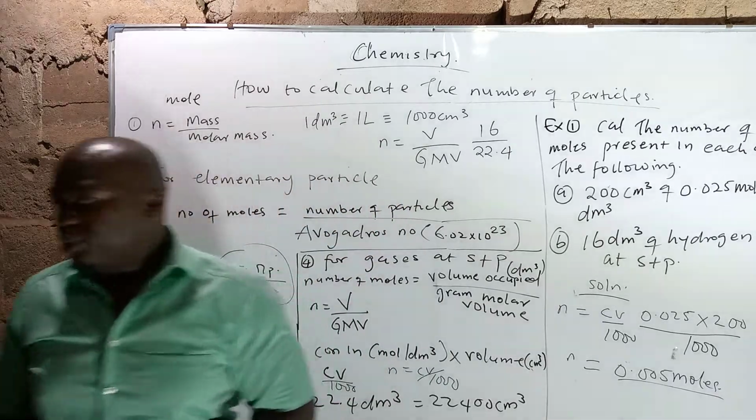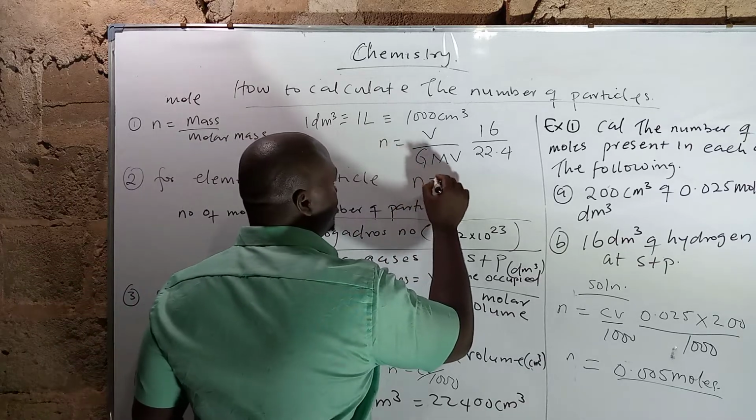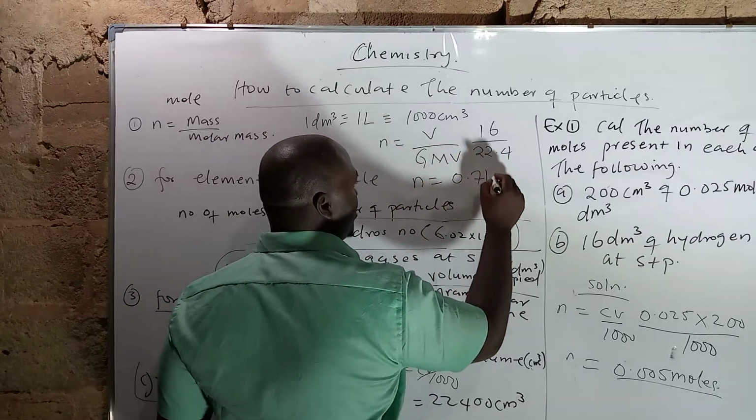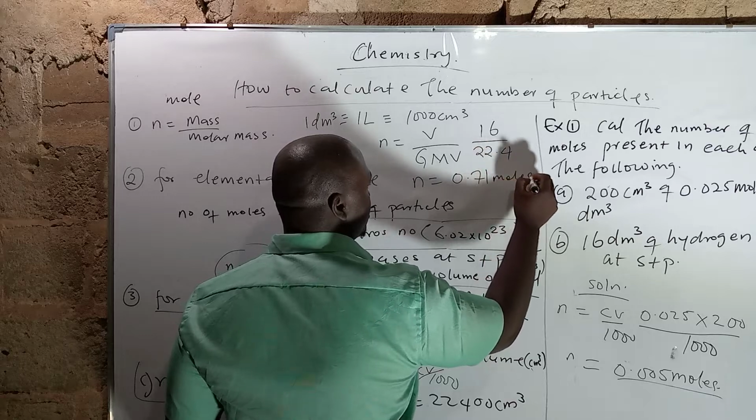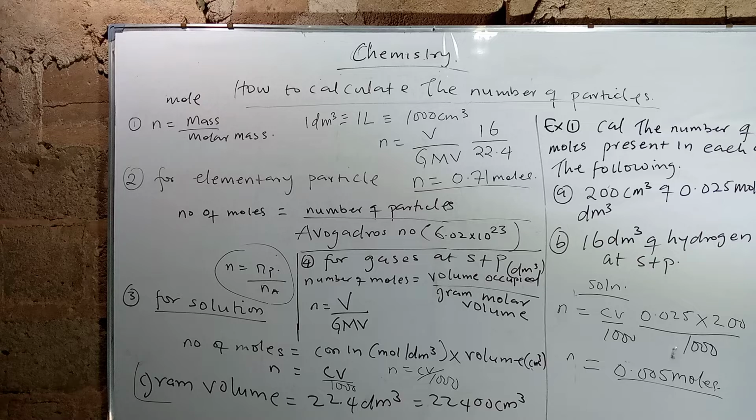So just punch it in your calculator and get the answer. I told you this was so easy. So all you will get here is the number of moles is 0.71 moles. And that is it for this one. Now we'll solve more examples. Please endeavor to write the formula down in your book. You get why.